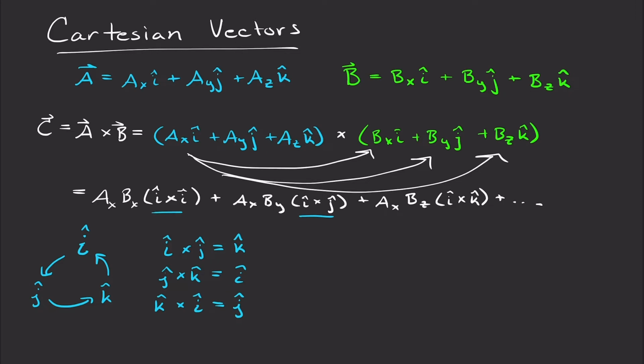Okay, if any of these are out of order, so you went i cross k or j cross i, you just pick up a minus sign. Okay, so that's called anti-cyclical. And that just means you get the same letter, but you pick up a minus sign in front. Okay, so the order matters with a cross product.